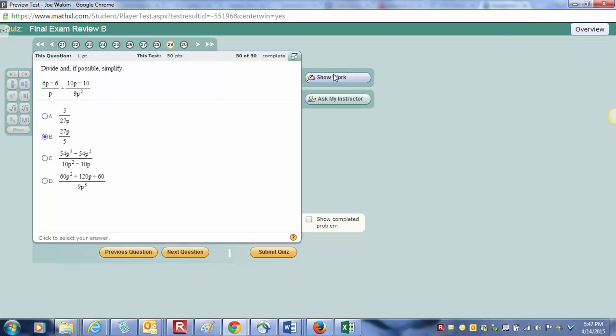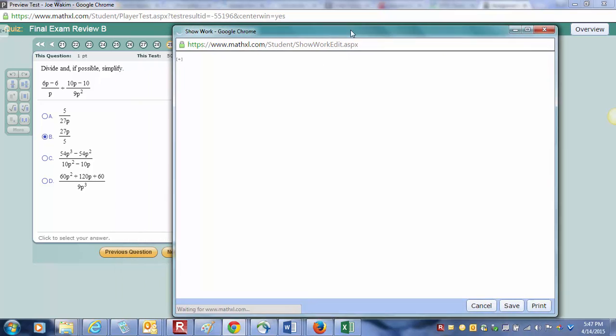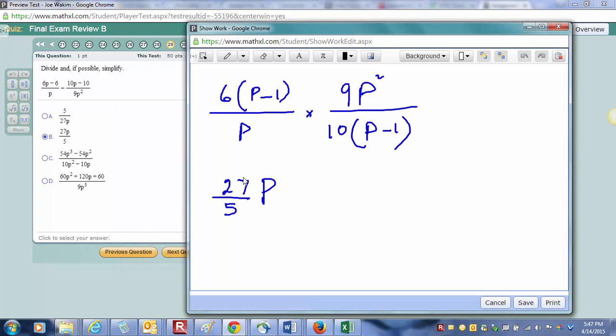On number 29, we've got to divide. Also we have to factor first and then simplify. Notice that 6 is a common factor, so I took 6 as a common factor: 6 times p minus 1. P, nothing we can do about it. Then I flip the second rational expression, so 9p squared goes in the numerator, and then 10 will be a common factor here, 10p minus 10, so I took out 10.